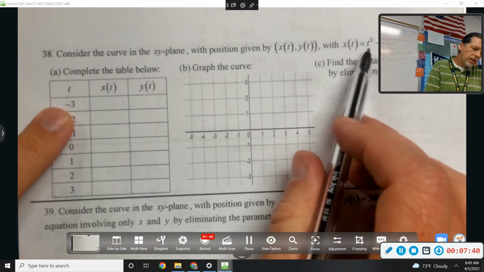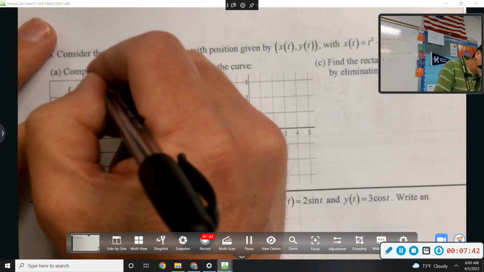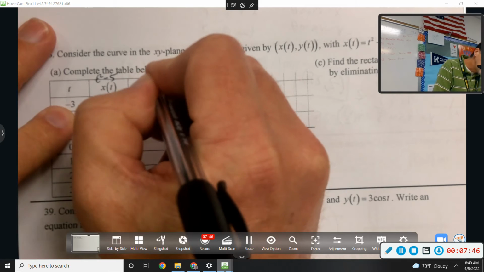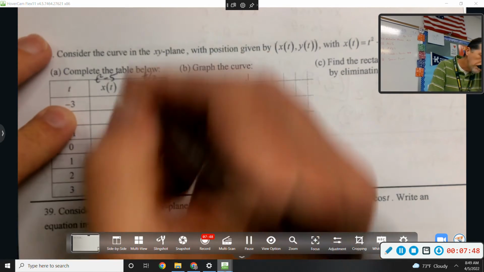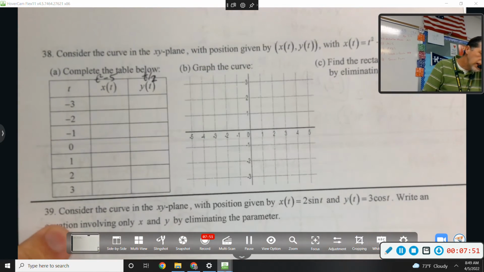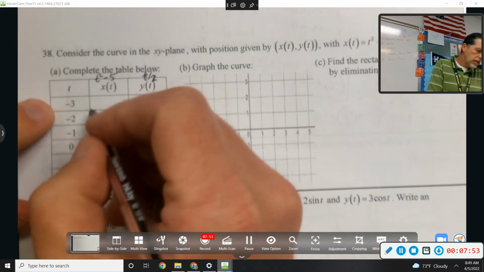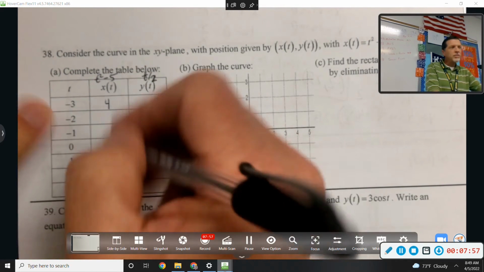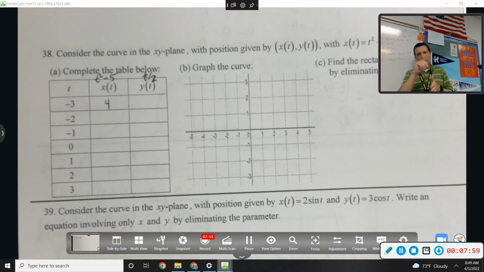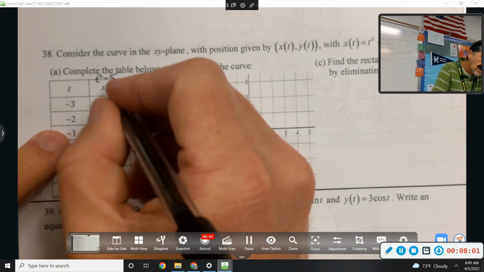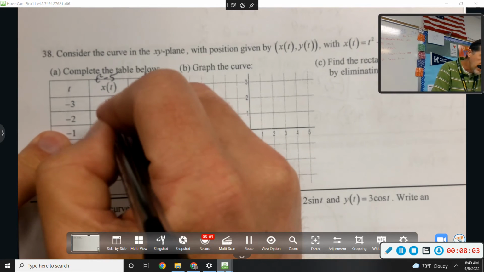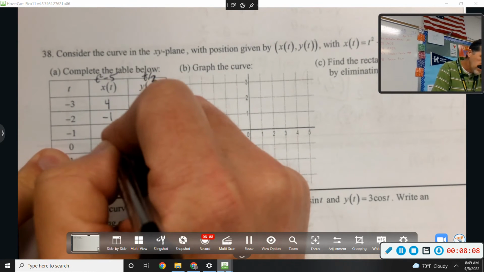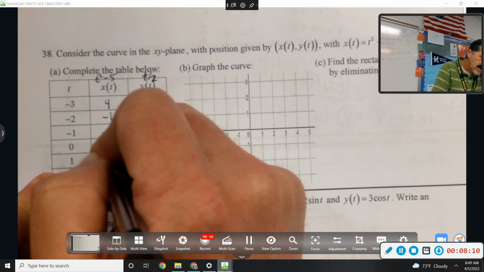Right, x of t equals t squared minus 5. Y of t is t over 2. So 9 minus 5 is 4. Again, it's probably easiest to work a column at a time rather than going back and forth between the two equations. 4 minus 5 is negative 1. 1 minus 5 is negative 4. Negative 5. Negative 4.